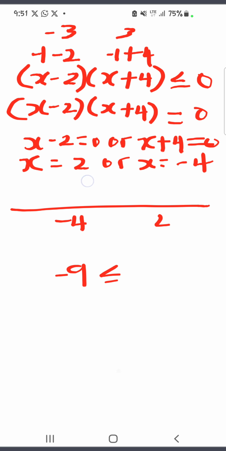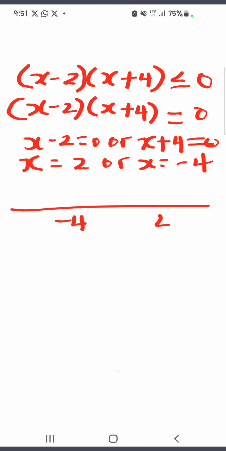So that means any number in between minus 4 and 2 will satisfy the inequality. Do we need to try 2? We know automatically that 2 will satisfy the inequality. Why? Because if you put 2 here, 2 minus 2 will be 0. 0 times anything you have here will give you 0. So 0 is obviously less than or equal to 0. Do you understand? So you don't need to stress on that.